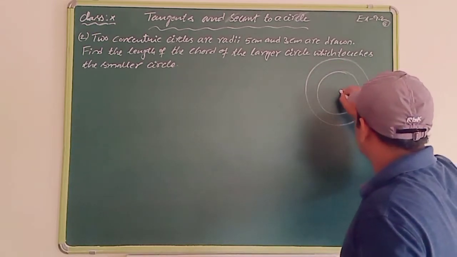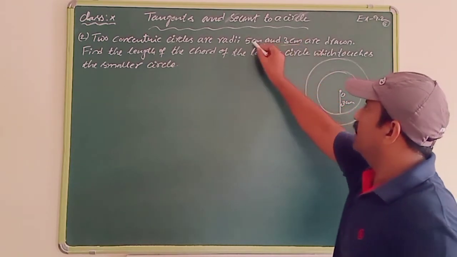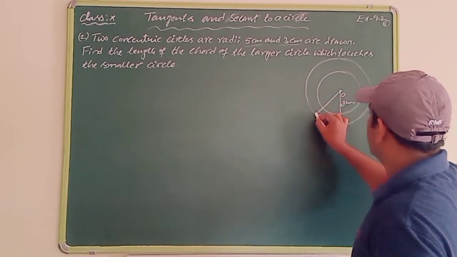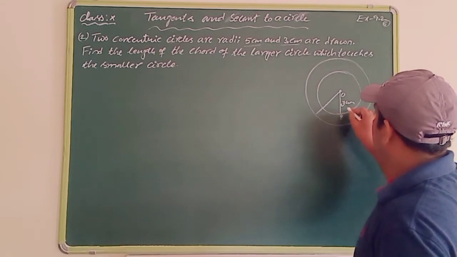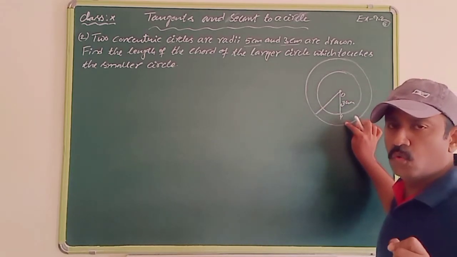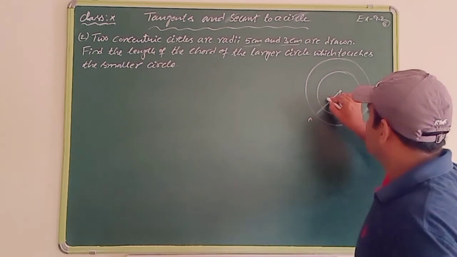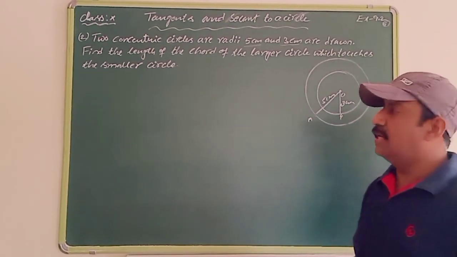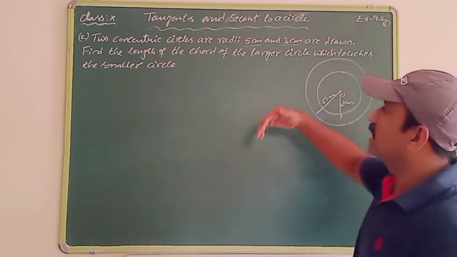The smaller circle radius is 3 centimeter, given. The larger circle radius is 5 centimeter. This is the radius of the larger circle. So the smaller circle radius I am going to take as OP, and the larger circle radius I am taking as OA. This is 5 centimeter, given. Now, what should we find in this problem? Find the length of the chord of the larger circle which touches the smaller circle.